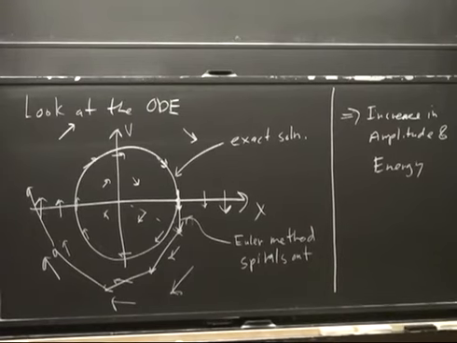Okay. Ask anything unclear about this? This is clear. Euler method clear. Phase plane clear. The way I write the second order equation as first order equations clear. The connection to the harmonic oscillator clear. Yes? Why does it spiral out?